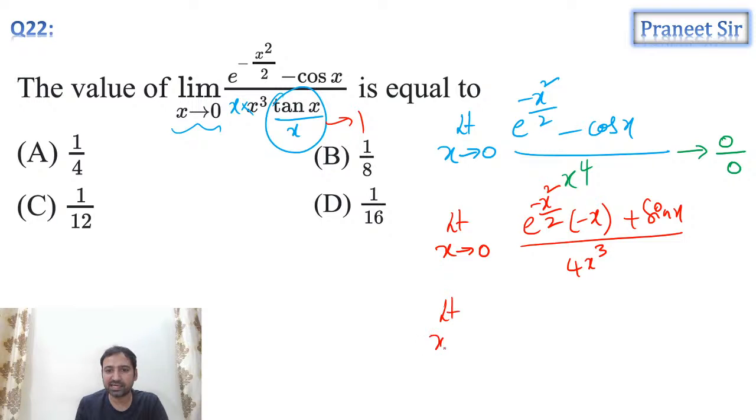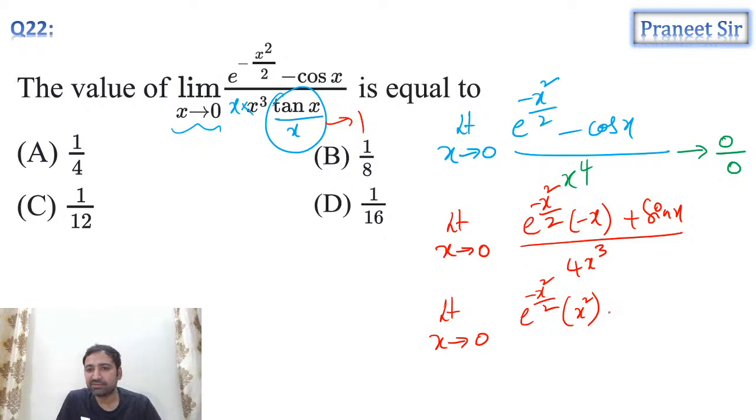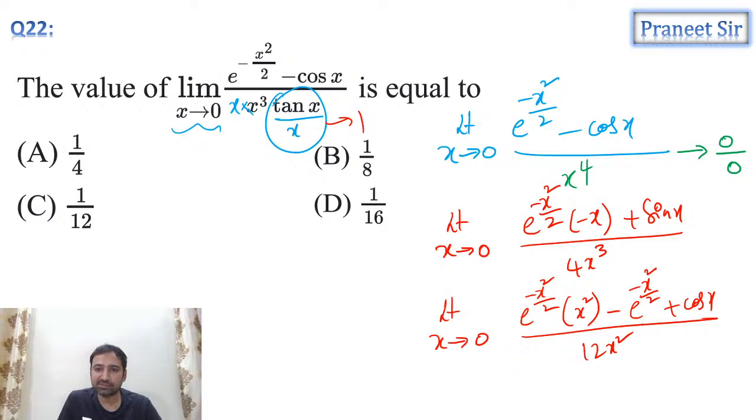Limit x tending to 0. e power minus x square by 2 differentiation, again the same, e power minus x square by 2 into minus x. Minus of minus x plus x square, and then x differentiation is minus 1. So this is e power minus x square by 2 plus cos x by 12x square. We're getting it. So are we getting again 0 by 0? If you substitute x equals 0, again we are getting 0 by 0. Let's apply L'Hospital rule one more time.